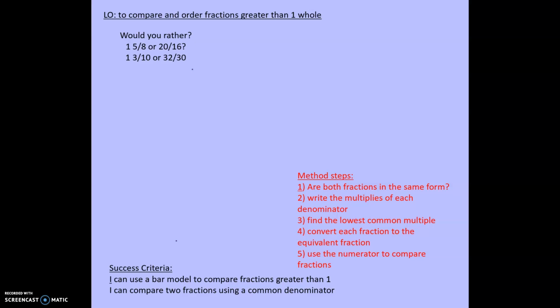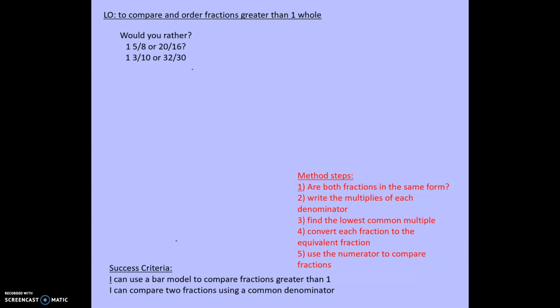Okay, so I'm just going to show you what to do if you have a would you rather, greater than, less than, order these fractions question, but some of your questions were in mixed numbers and some were in improper fractions. Now, if you look at the method steps down here, you'll see I've added in an extra step. And that first step is to check: are both fractions in the same form?